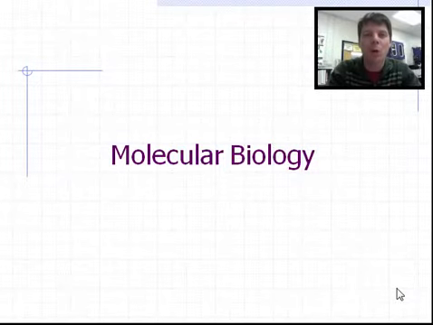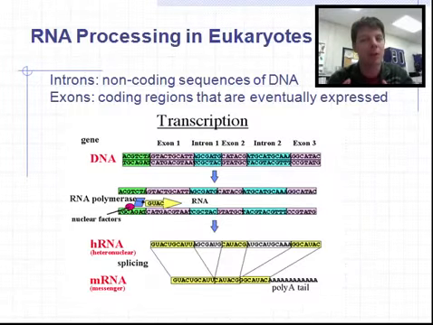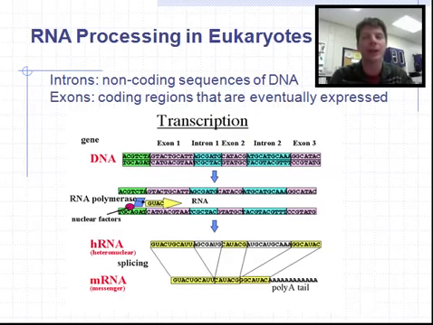Hi everybody, in this video we're going to talk about RNA processing in eukaryotic cells. Now remember, these are cells with a nucleus, so that would include human cells. There's actually a processing that happens to the RNA after it's produced by the process of transcription.